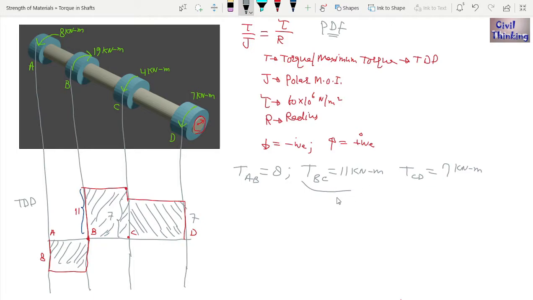Okay, it means torque is 11 kilonewton meter. Or I can write it as 11 kilo means 10 to power 3, right? So I can write 11,000 Newton meter, right? So from here we get the torque. Torque is 11,000 Newton meter, right?